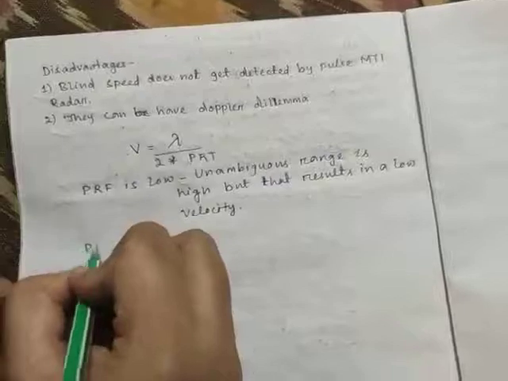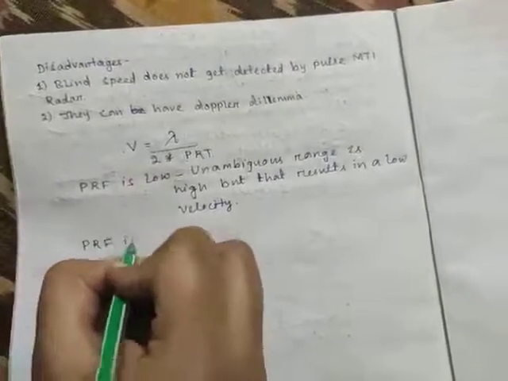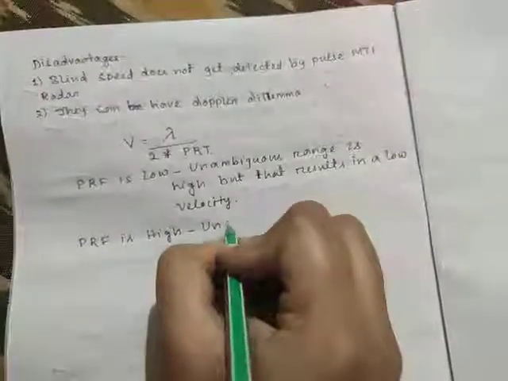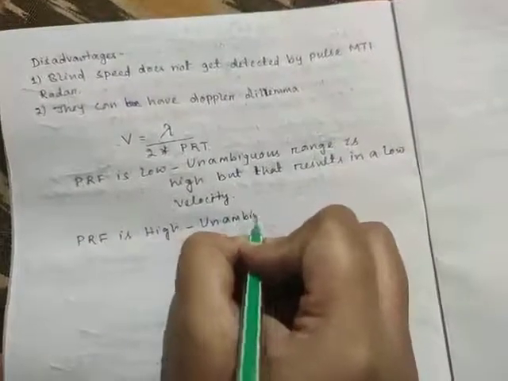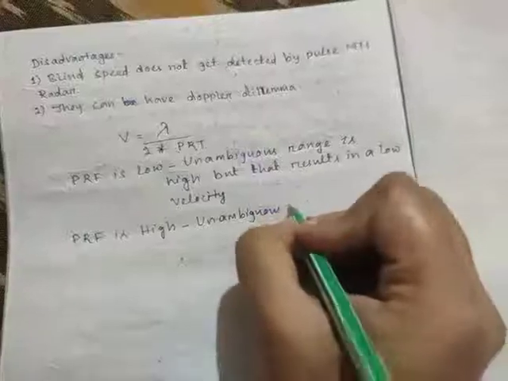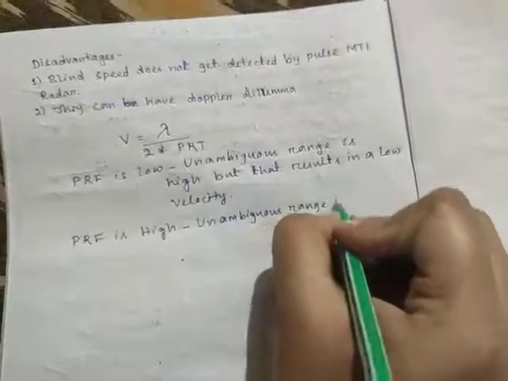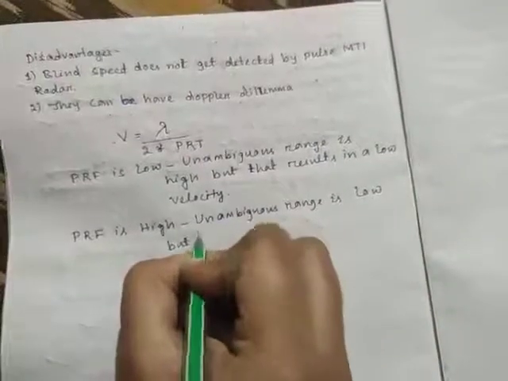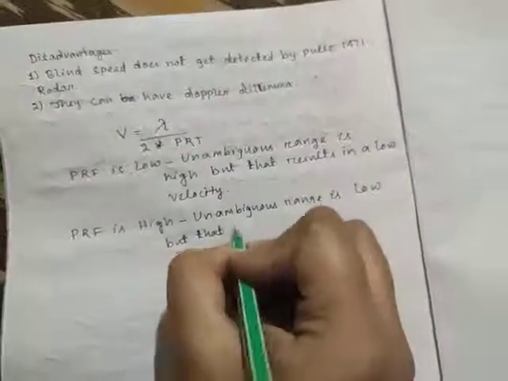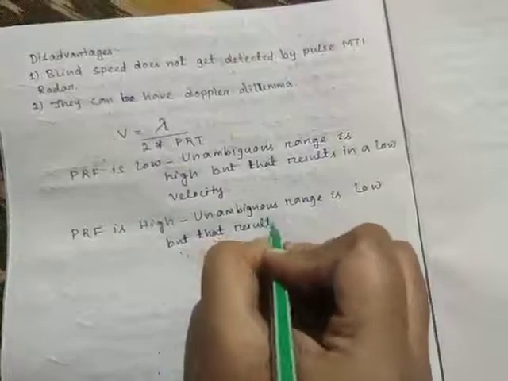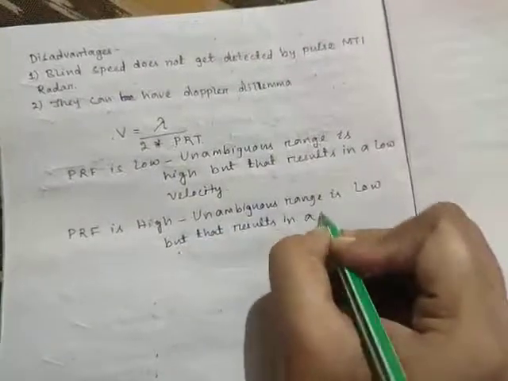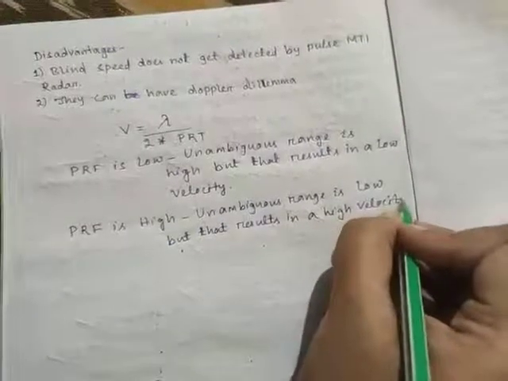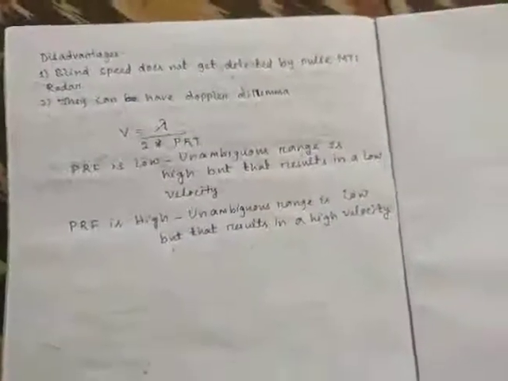Like that, when pulse repetition frequency is high, unambiguous range is low, but that results in a high velocity. This much is for today's class.